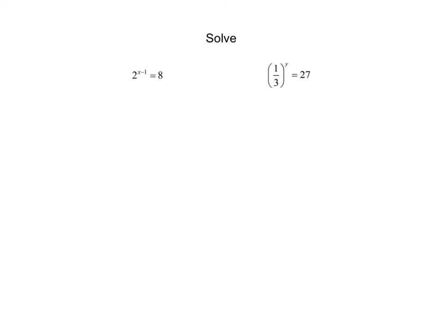I'd like you to try these. Press pause when you're ready for the answers. Press play. Okay, so here I could write 8 as 2 to the 3rd. Then I equated my exponents. X minus 1 equals 3, so x must be 4.